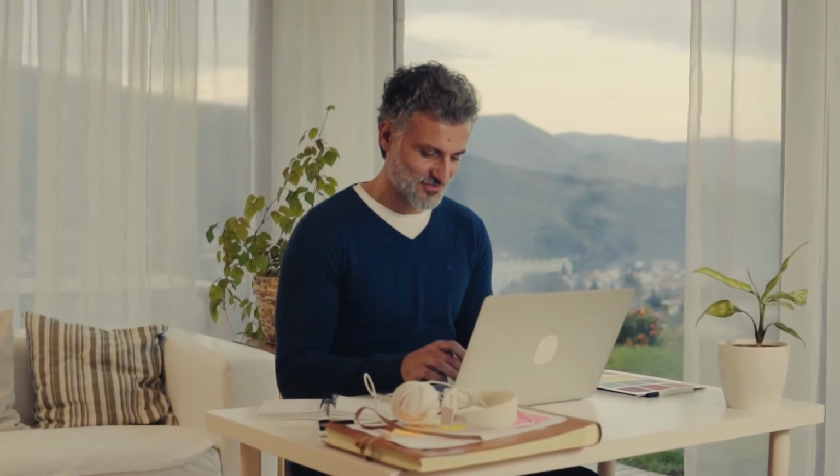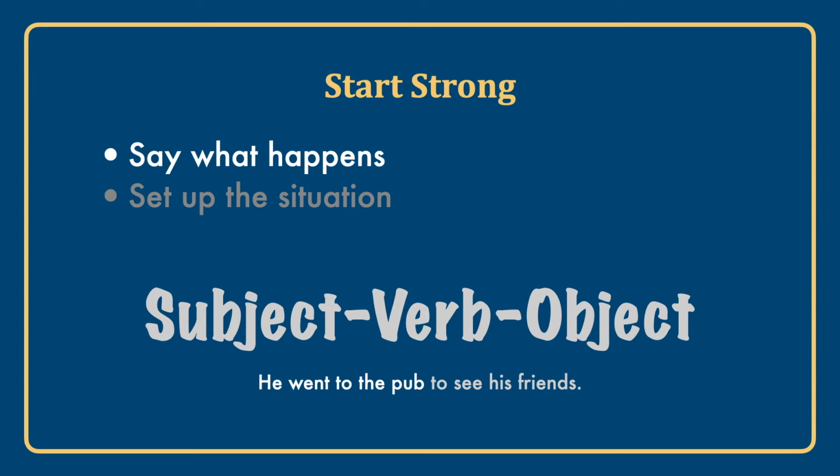So what does it mean to start strong and finish strong in writing? It's really very simple as 1, 2, 3. Start strong. To start strong, you say what happens. You use a subject and a verb and an object. He went to the pub, subject, verb, object, to see his friends.